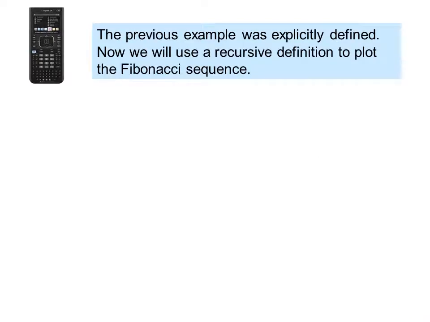The previous example was explicitly defined. Now we will use a recursive definition to plot the Fibonacci sequence. We have a sub 1 equals 1, a sub 2 equals 1, and a sub n equals a sub n minus 2 plus a sub n minus 1. We have the first two terms, and you may remember that to generate the Fibonacci sequence, to get each term we add the previous two terms.